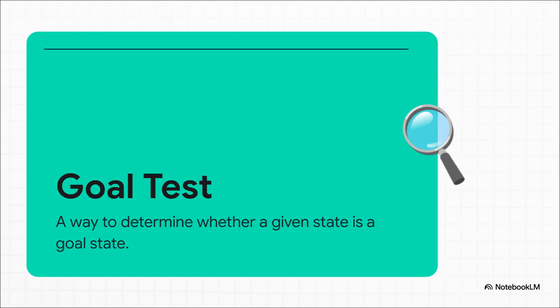And last but not least, how does our little agent know when it's won? It uses a goal test. This is a super simple question it asks itself every time it enters a new state. Is this it? Am I at the finish line? For our agent, it's literally just checking, is this the square I was looking for?